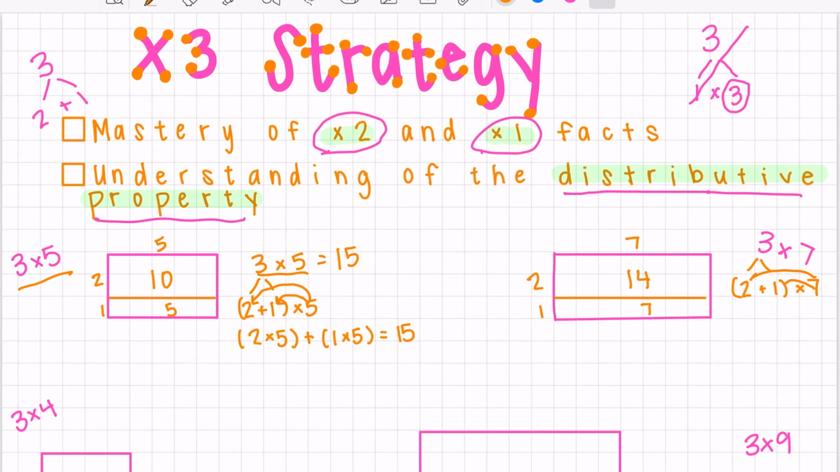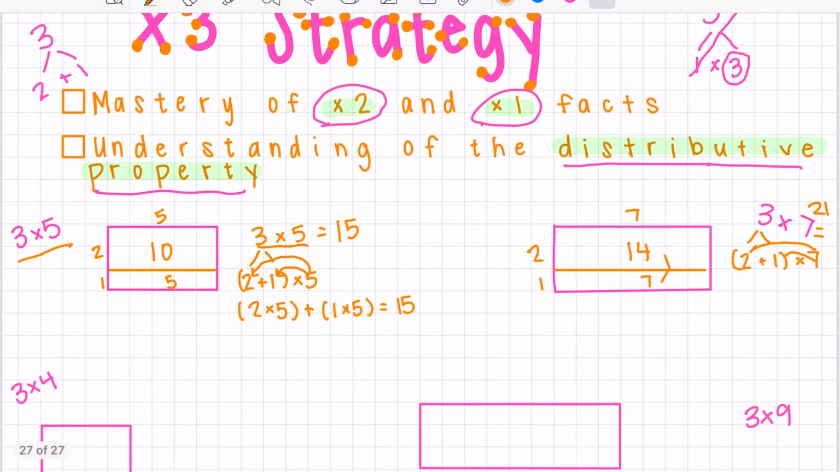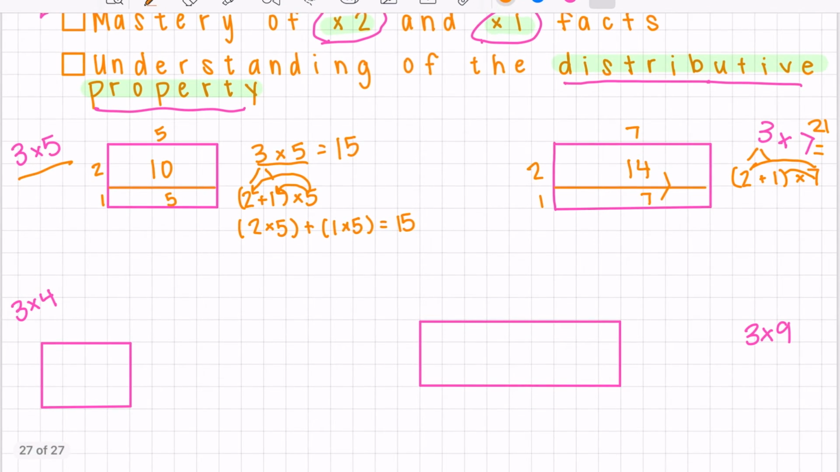I do have to use my addition fluency strategies here to be able to get this. I know if I take 6, I'm going to get 20, and that leaves me with 1. So I know that I have an answer of 21. We ended up solving this problem by doing 2 times 7 plus 1 times 7, which is equal to 21.